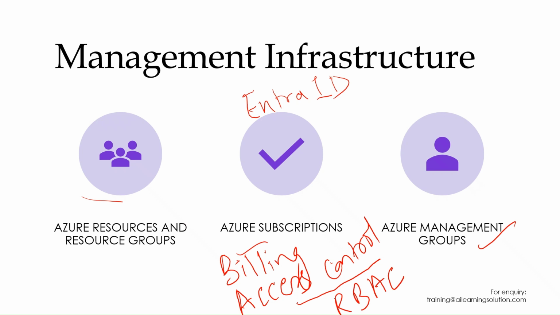Some important facts about management groups: only 10K management groups can be supported in a single directory. A management group tree can support up to 6 levels of depth, and this limit does not include the root level or the subscription level. And each management group and subscription can support only one parent.